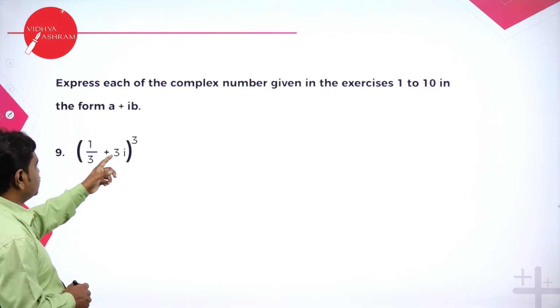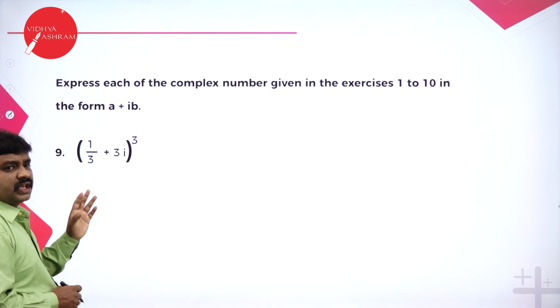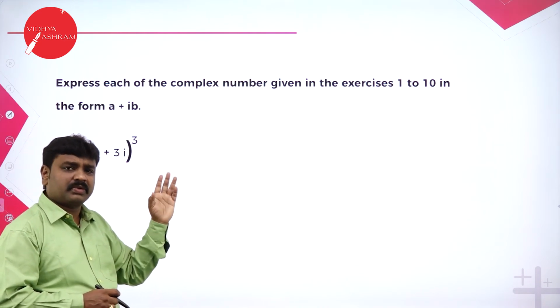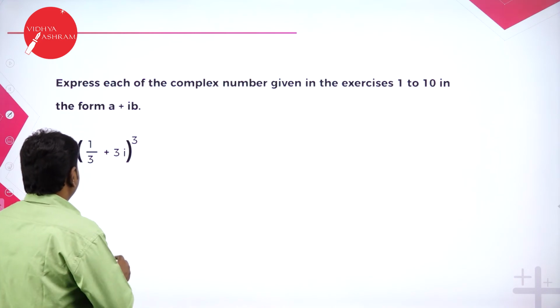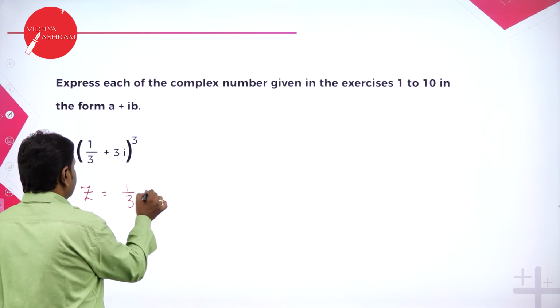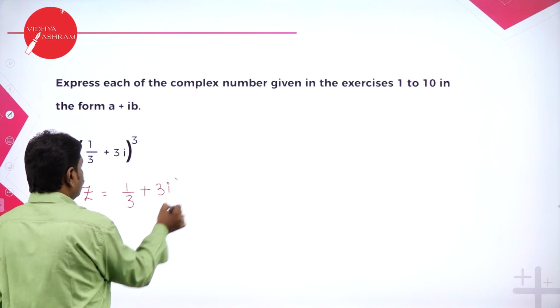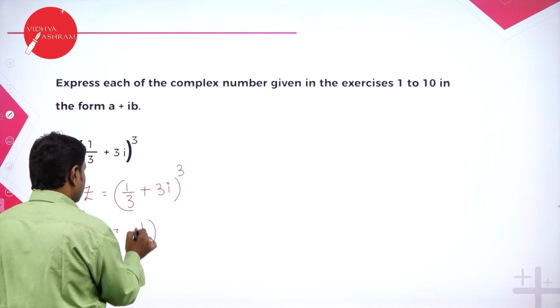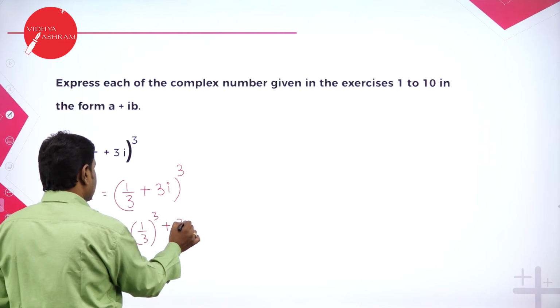Now 1 by 3 plus 3I whole cube. A plus B the whole cube is A cube plus B cube plus 3A square B plus 3AB square. So now Z is equal to 1 by 3 plus 3I the whole cube. It is in the form A plus B the whole cube. I will write it as 1 by 3 whole cube plus 3I whole cube.